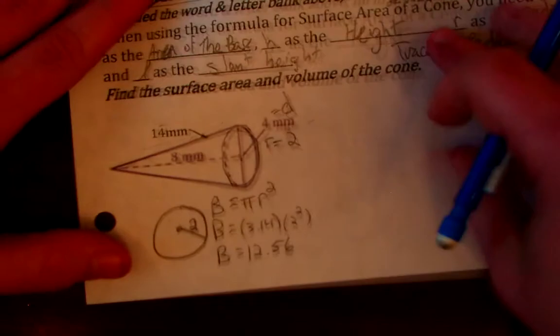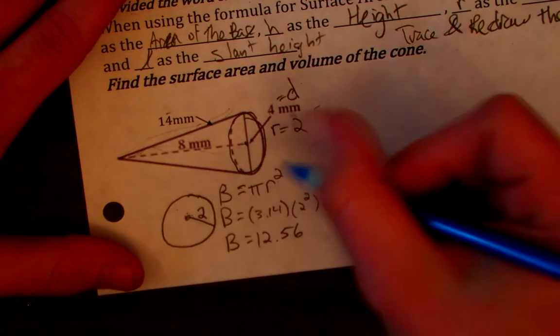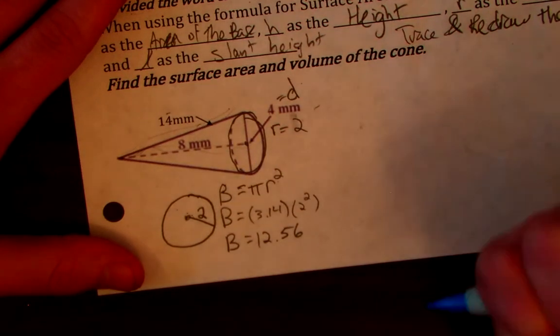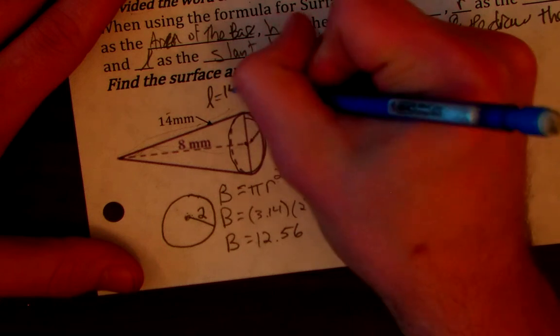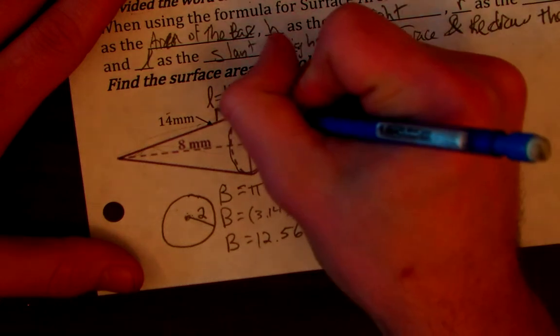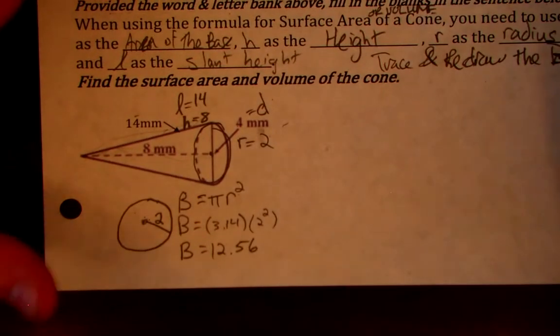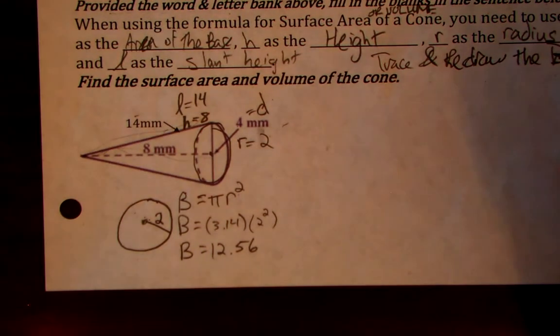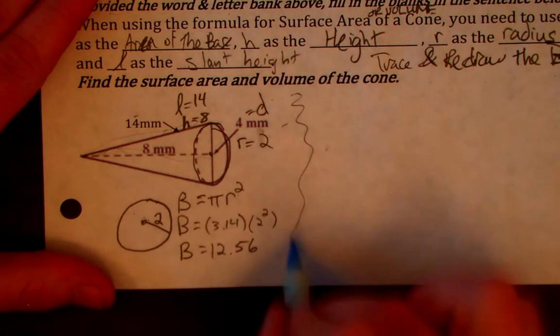So let's actually label that for ourselves. We have the slant, let's have it up here actually. Our slant height is going to be 14, and our normal height is going to be 8. Is there anything else that we need? Not quite, so we move on. So now we have our labels done.